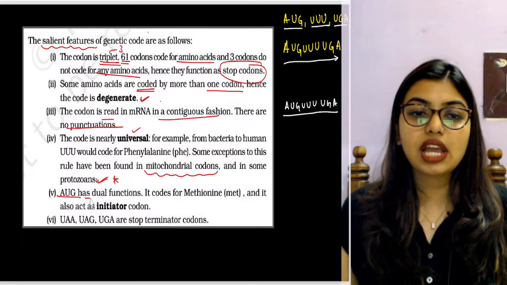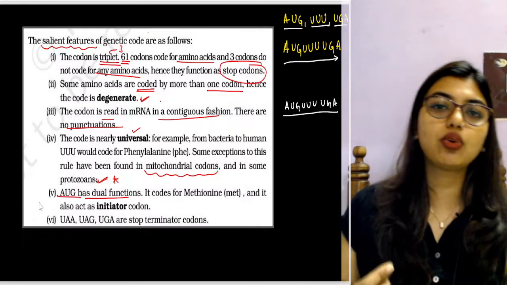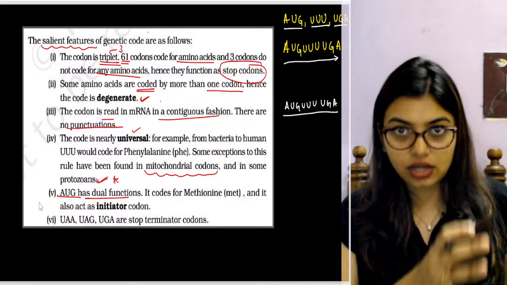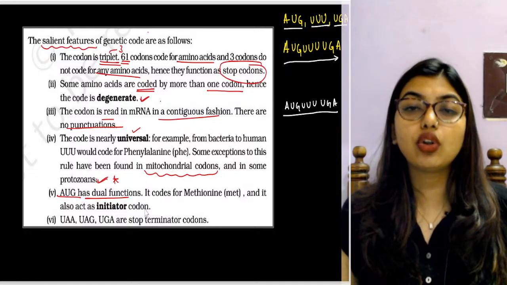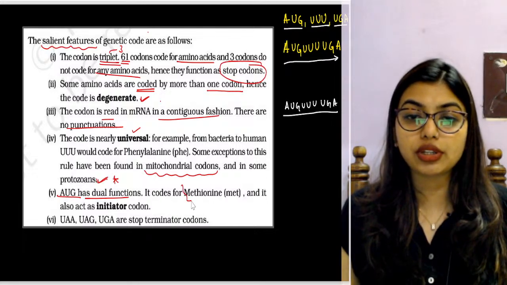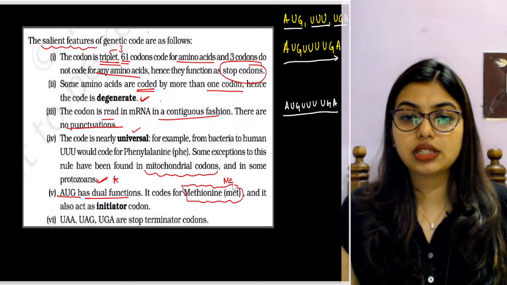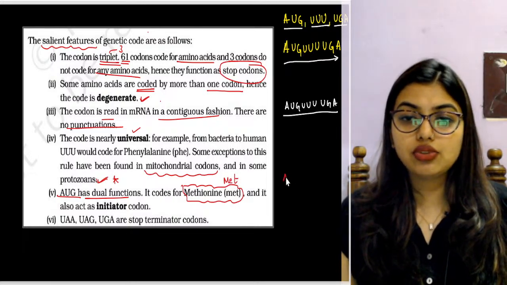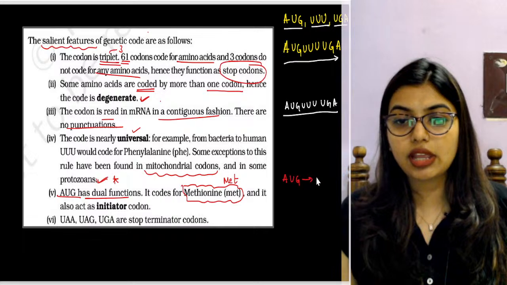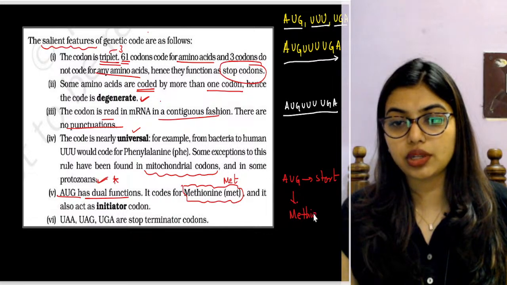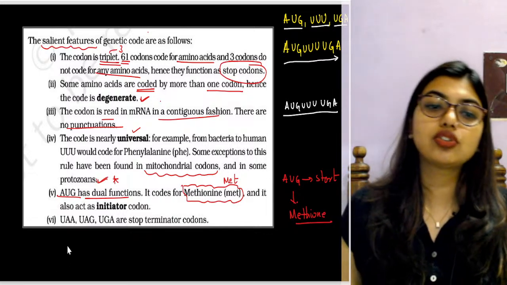Now AUG has dual functions. Some codons, especially AUG, have dual functions: it is a start codon, and at the same time it is also going to code for methionine, that is MET. So AUG will also act as an initiator codon that is going to start the reaction. At the same time, it's going to code for methionine.